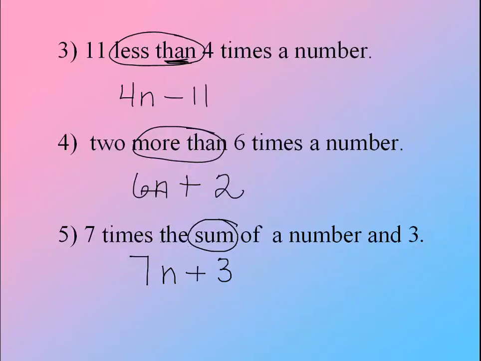We want to find the sum of a number and 3 first. According to what we learned in order of operations, if we put parentheses around it, that will make that come first. So now we will find n plus 3 and then multiply it by 7. So we're taking 7 and multiplying it by the sum of a number and 3.